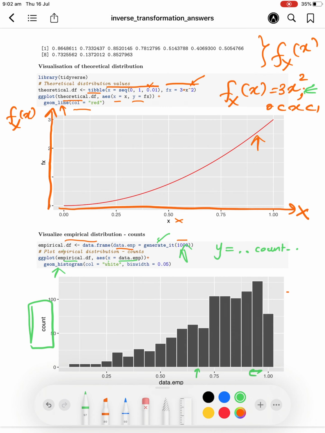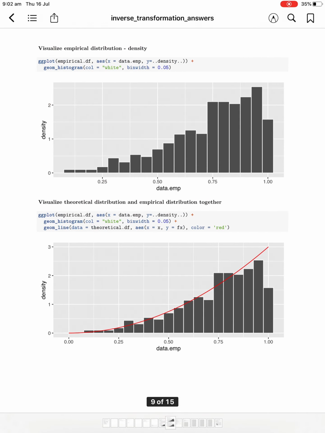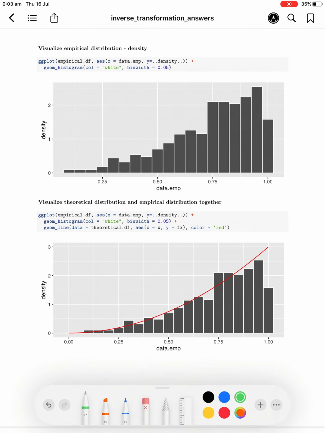So by default, you are getting counts on the y-axis. If you want to change this to density, you have to pass this: two dots, density, again two dots. If you do not pass anything, the default y value is dots, count, dots. If you want to get the density instead of the counts, you have to pass it like this.